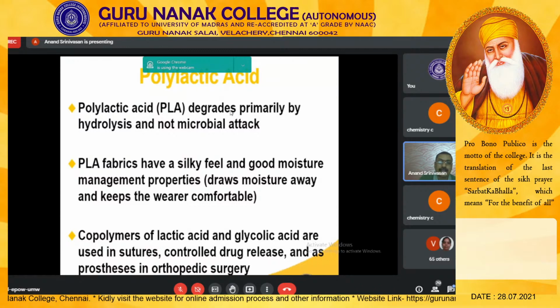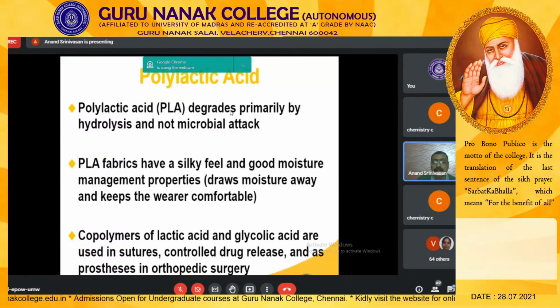So polylactic acid degrades primarily by hydrolysis and not by microbial attack. Therefore, it is prone to hydrolytic degradation. So it falls under the hydrodegradable polymers, but still it has some edge properties.